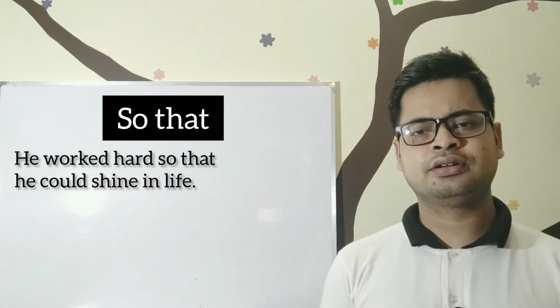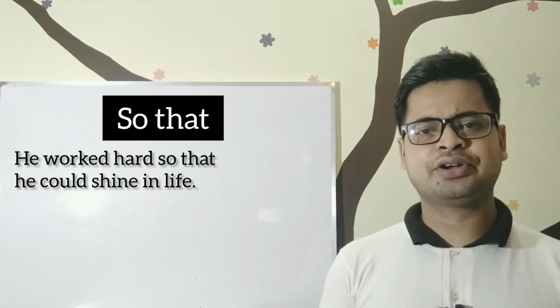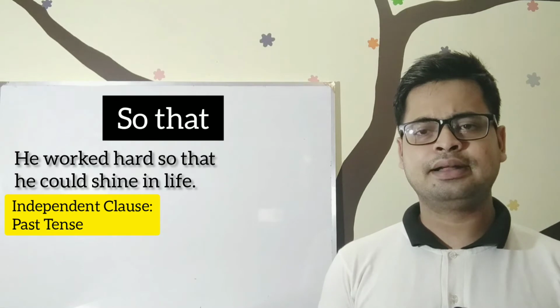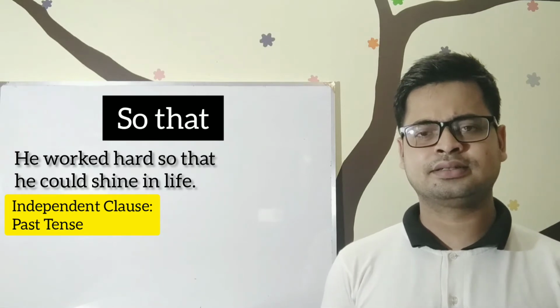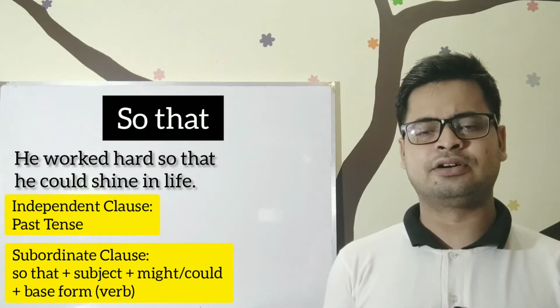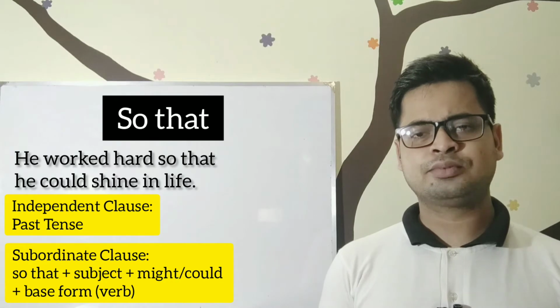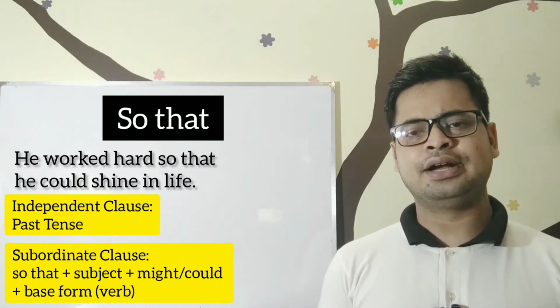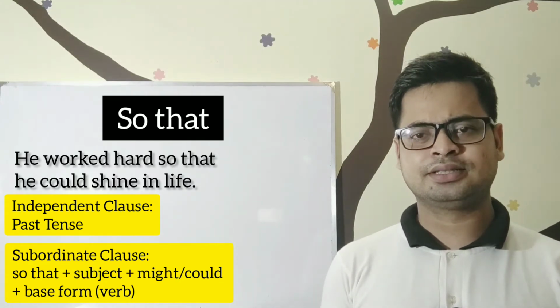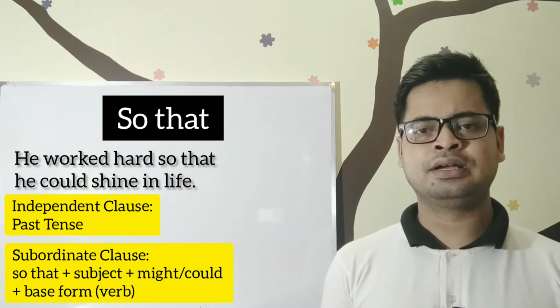Another example is, he worked hard so that he could shine in life. Here you can see that the independent clause is in past tense. That's why we have written could plus base form of the verb in the subordinate clause. We have to say if the independent clause is in past tense, we have to use might or could plus base form of the verb in the subordinate clause.